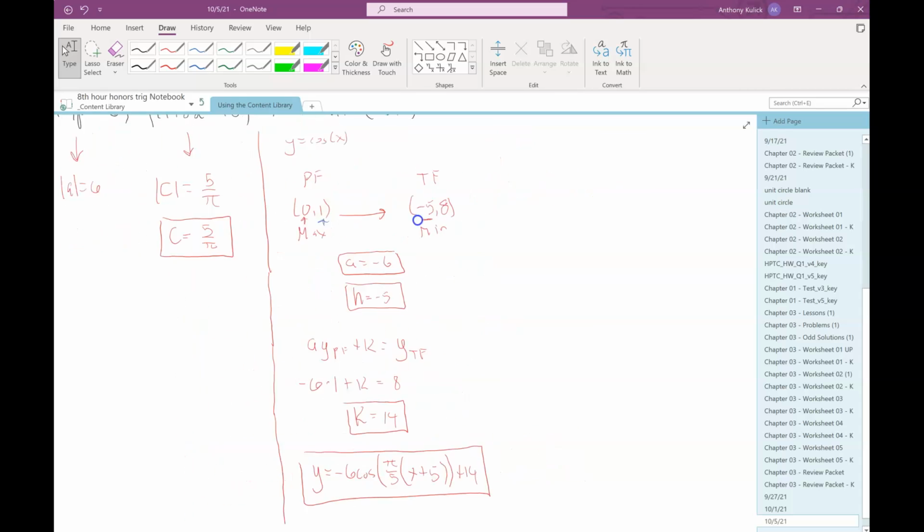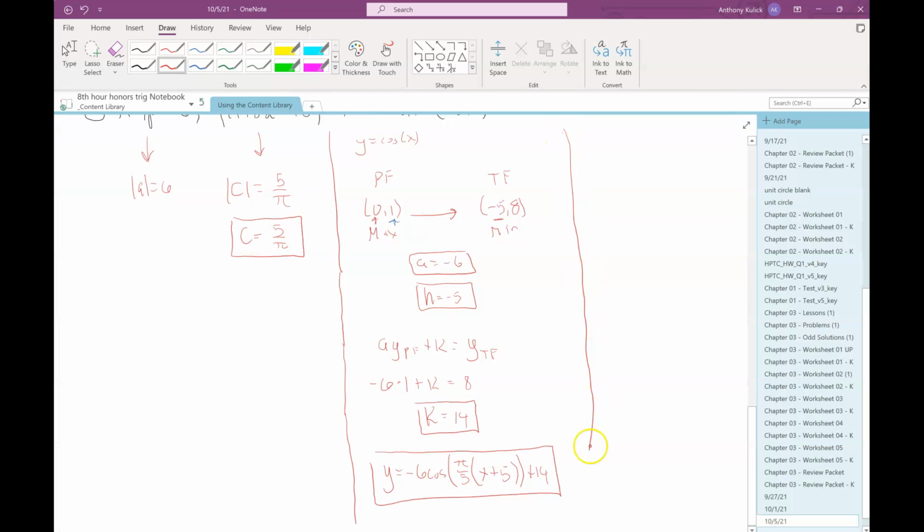Now here, let's do the sine version. This is a little bit trickier because I can't use the point 0, 0 because that is a midline point. And I would have to send that to another midline point, but that's not what I have. I have a minimum. So I have to pick an extreme point from sine. So either pi over 2, 1, or 3 pi over 2, negative 1. It doesn't really matter which one you use.